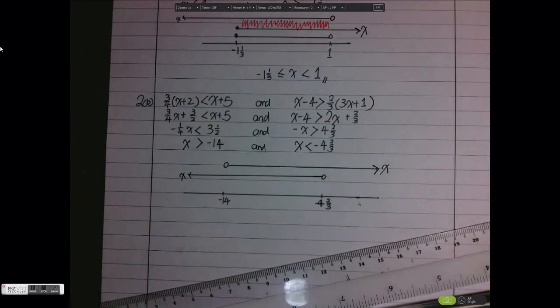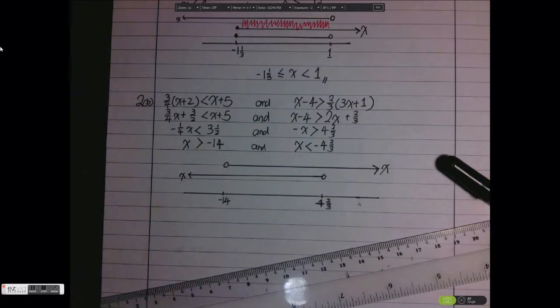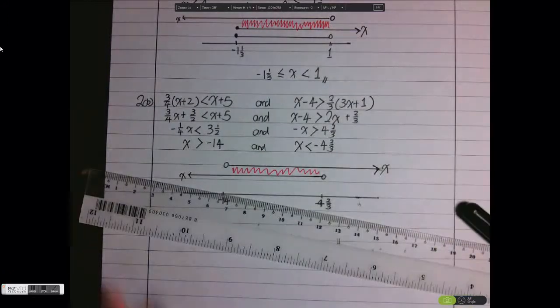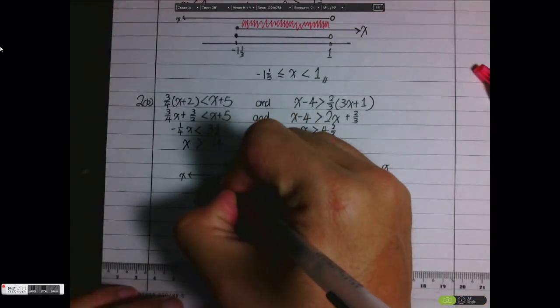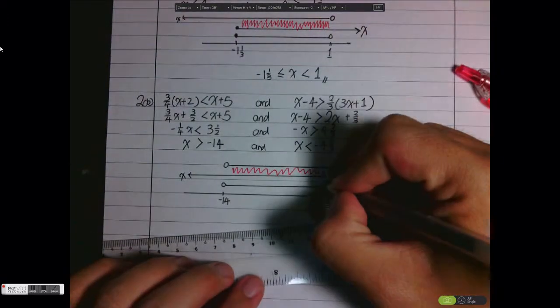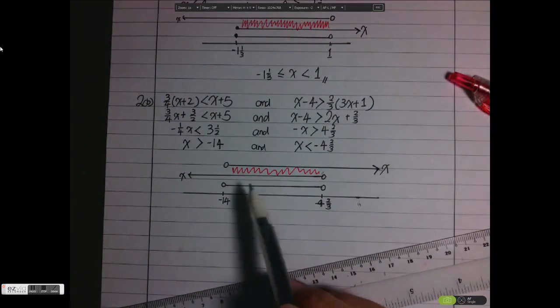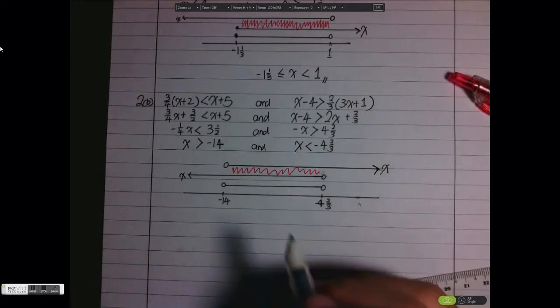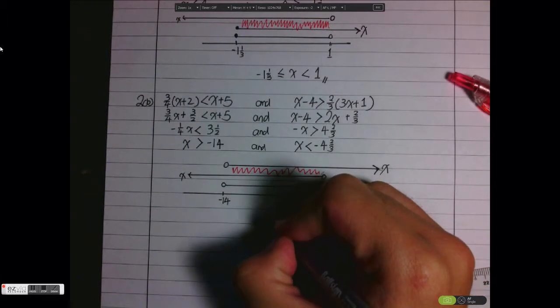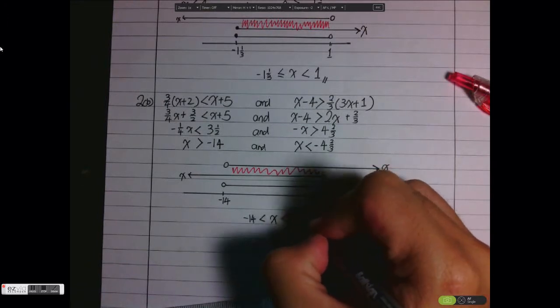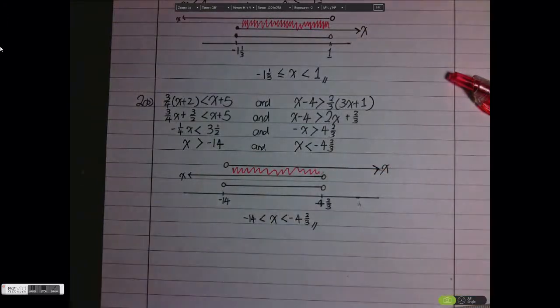Now we find the overlapping region where both of them are satisfied, and we can see that the overlapping region is here where x is greater than negative 14 and lesser than negative 4 and 2/3. So this is the overlapping region, and the white dots go down here. So in the end, I must translate this final answer back into an inequality, and what we have is x is greater than negative 14 and is lesser than negative 4 and 2/3. And I'm done with question 1D and 2B.